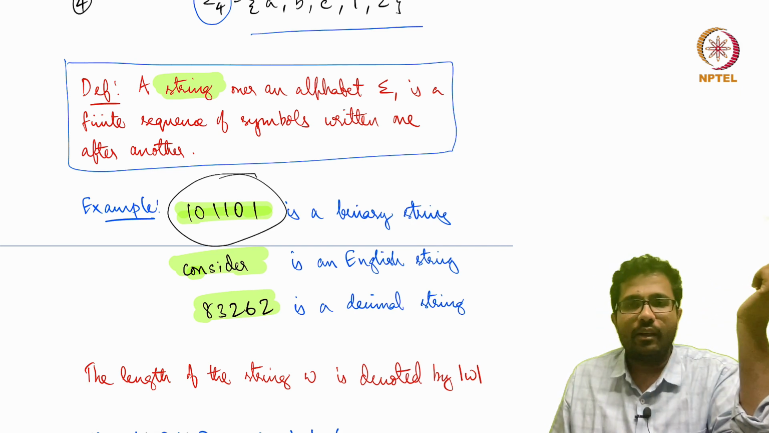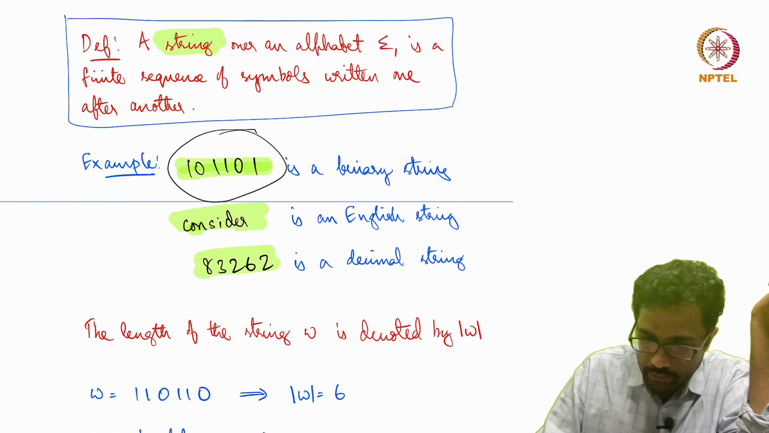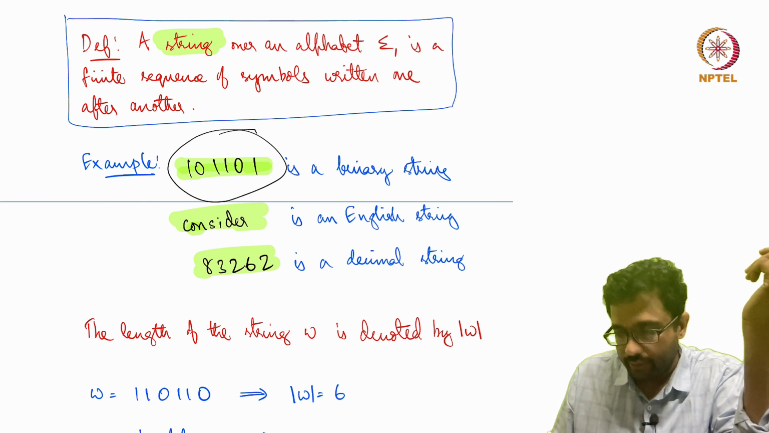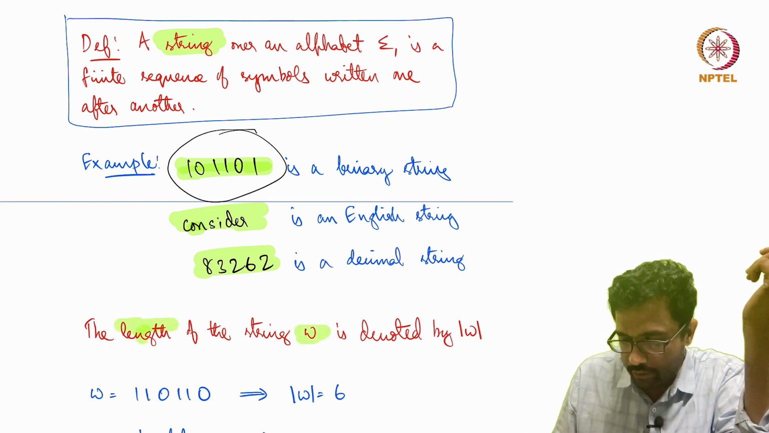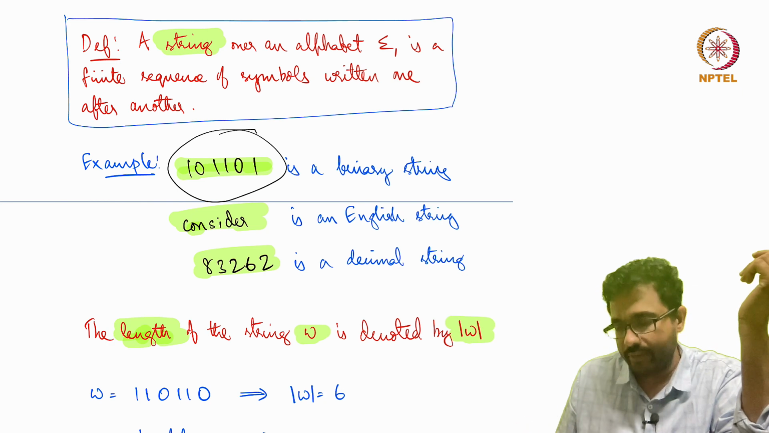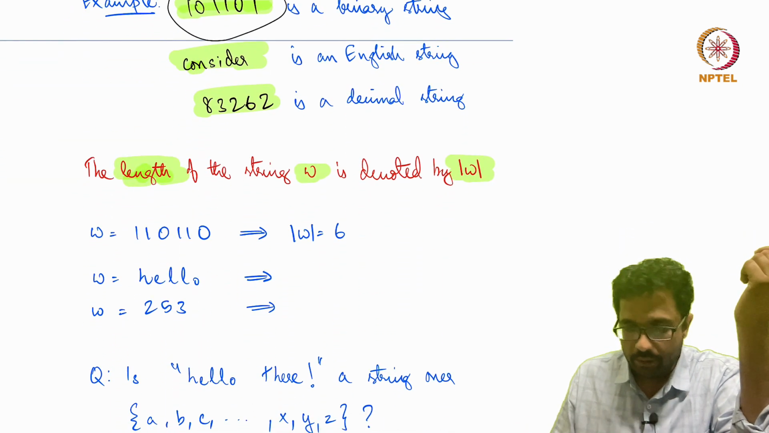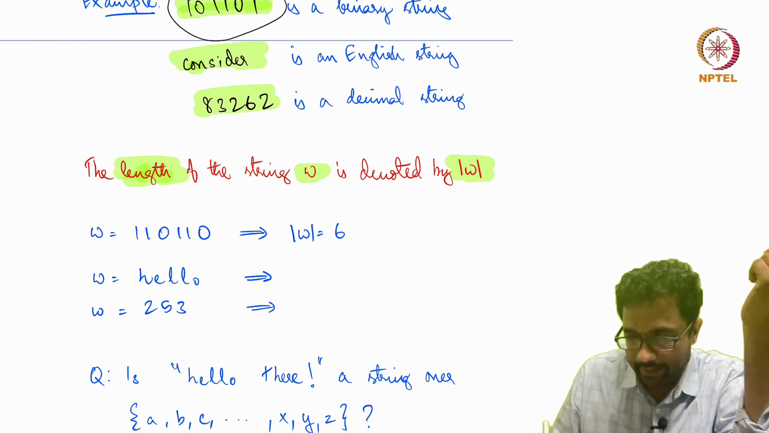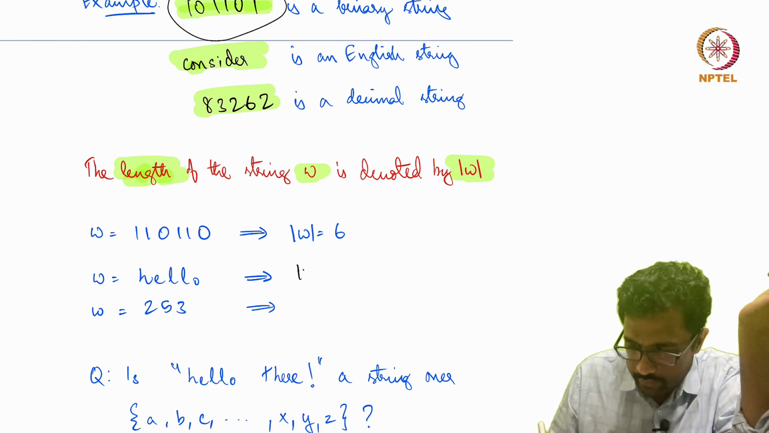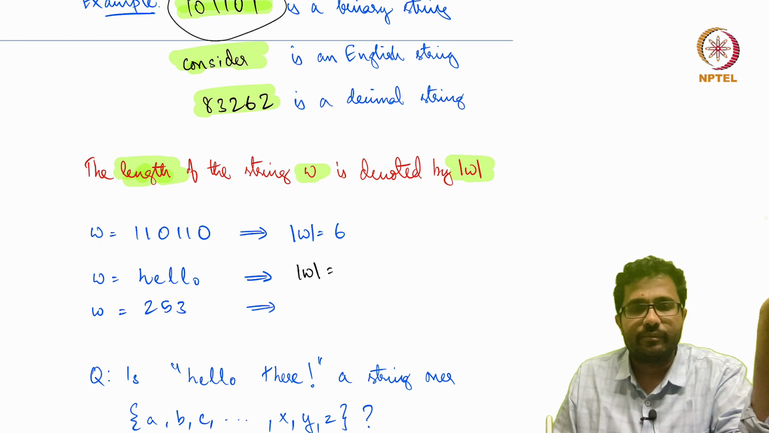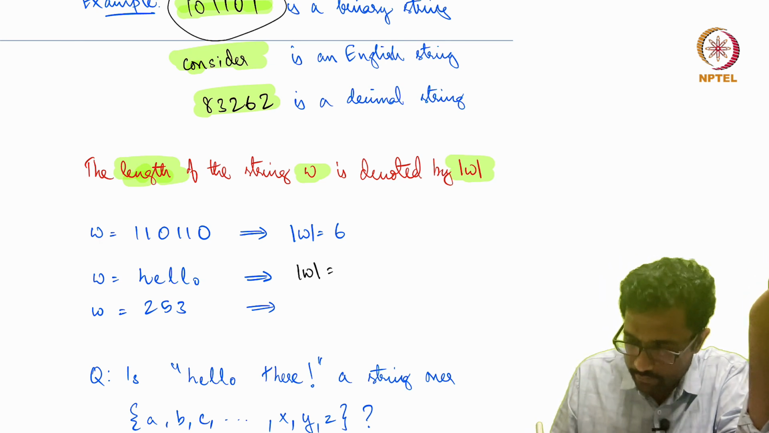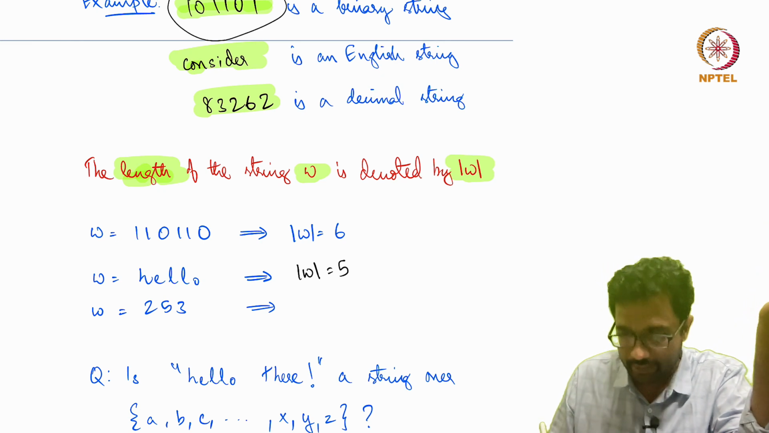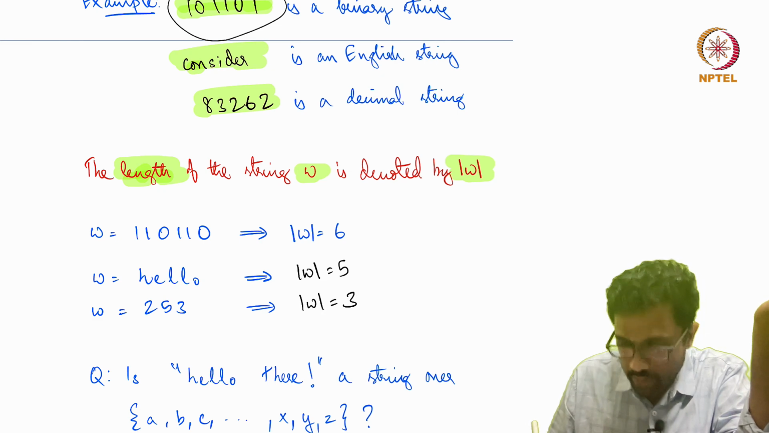Given a string, sometimes we denote strings by a single symbol like W, and the length of the string is denoted by W with two bars around it. For example, 110110 has length 6 because it contains 6 symbols. The word hello over the English alphabet has length 5. The string 253 over the decimal alphabet has length, of course, 3.